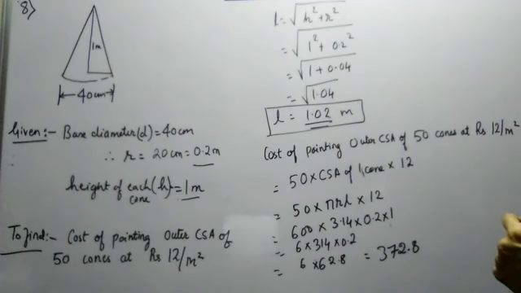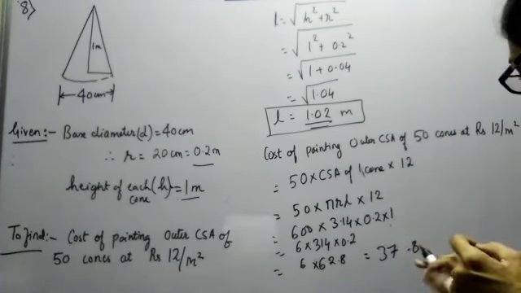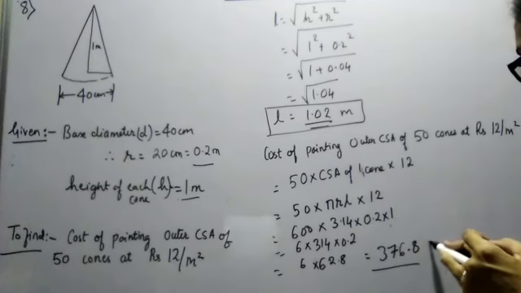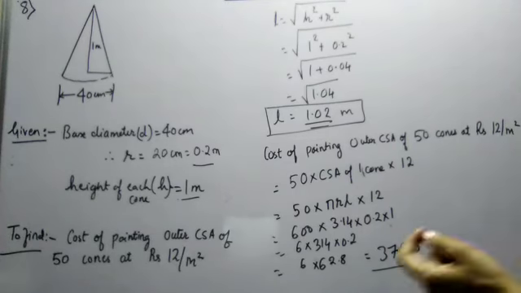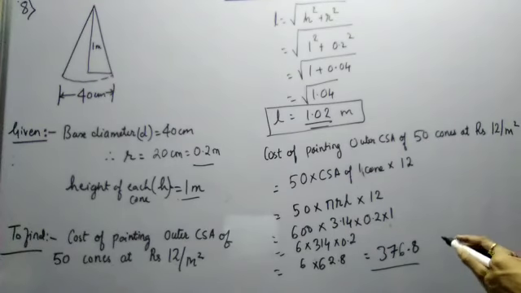6 8s are 48, 6 1s are 6, and so on. This much square meters. Sorry, we have to find out the cost, so it's in rupees.